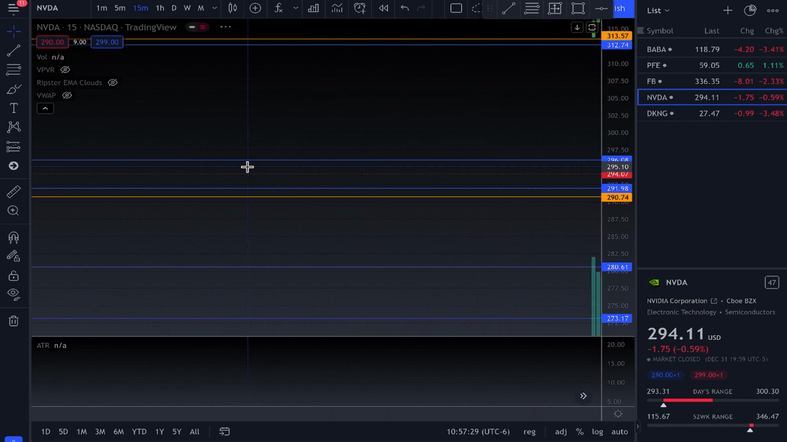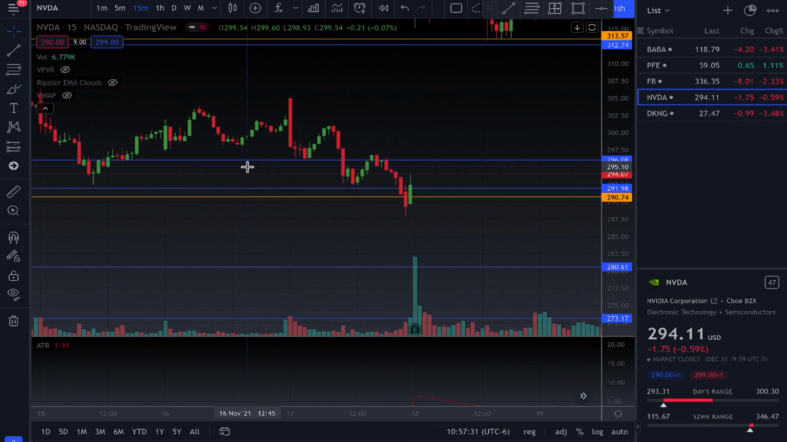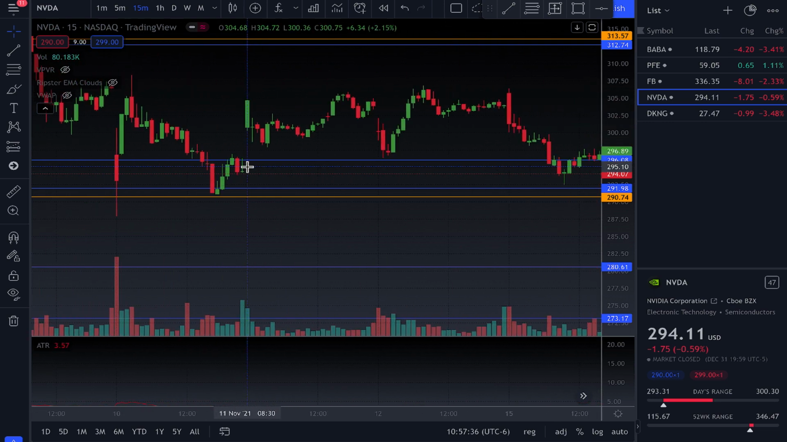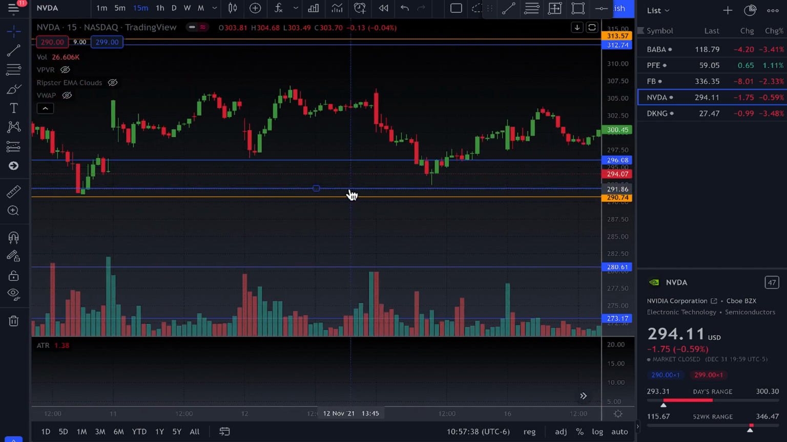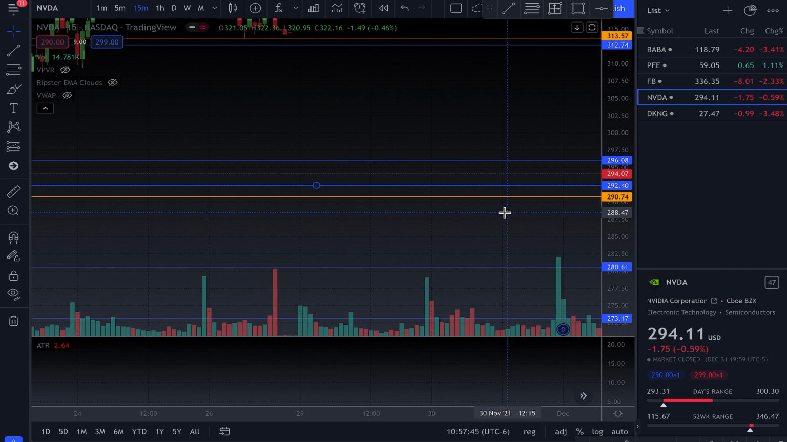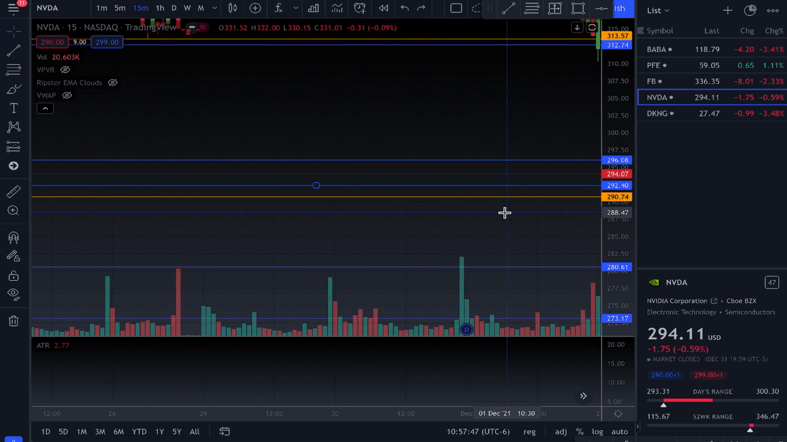If you don't like the levels on Nvidia, then go with AMD. Similar sector, same sector, and you can possibly get better levels out of them. I actually do like 292.40, but I'm going to keep it where it was.